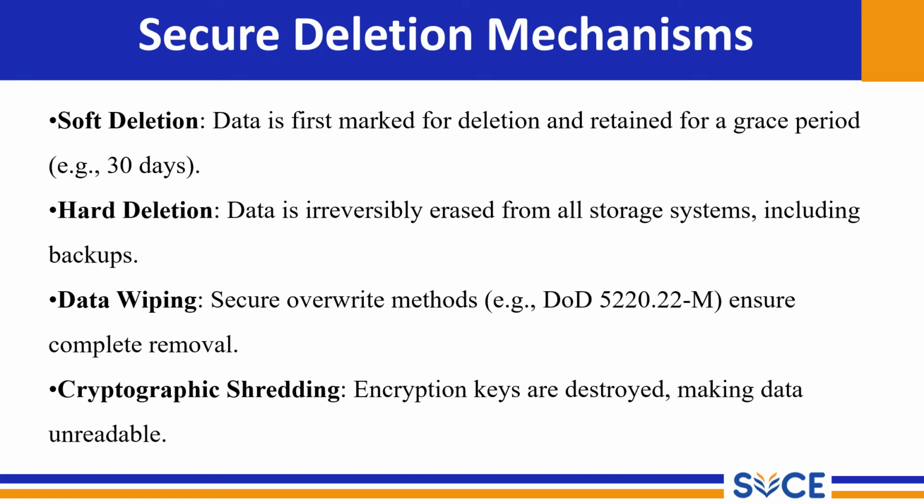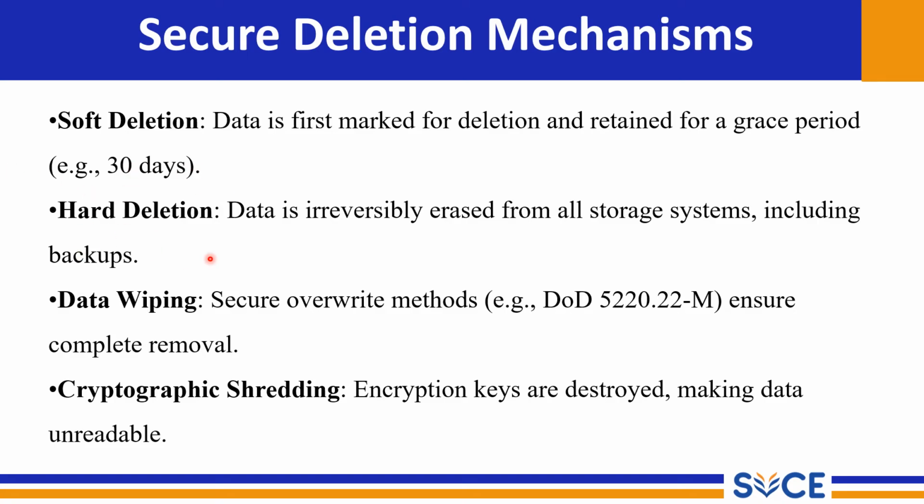Next one is secure deletion mechanisms. So what are the secure deletion mechanisms? The first one is soft deletion. There are so many types of deletion. Here, data is first marked for deletion and retained for a grace period, for example 30 days. Like in our laptop, if you delete some particular file, it will be stored in the trash for some days, right? And only once you delete it permanently from the trash, it will be deleted, or else it will just stay in the trash. The example they have given is 30 days.